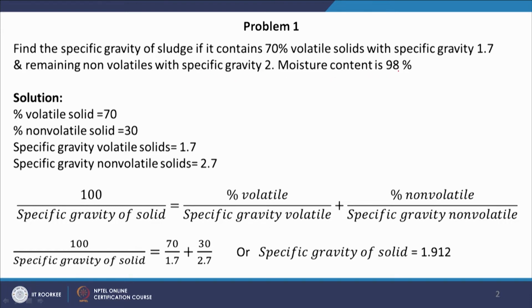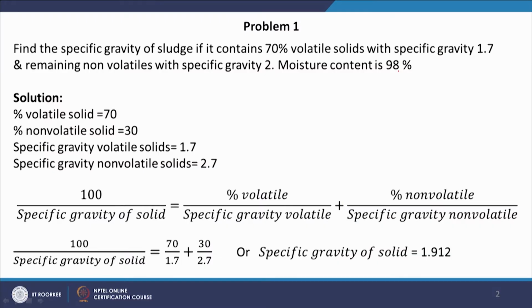Moisture content is 98%. This is a problem which deals with the characteristics of sludge, basically how to find out the specific gravity of sludge we have discussed in our previous class, and on the basis of the same concept we will solve it. So, the sludge has solids and those solids are of two types as given here in the statement. One is non volatile and another is volatile, and volatile solids has a specific gravity which is different from that of the non volatile, and the values are also given.